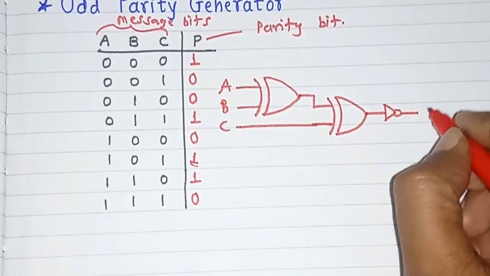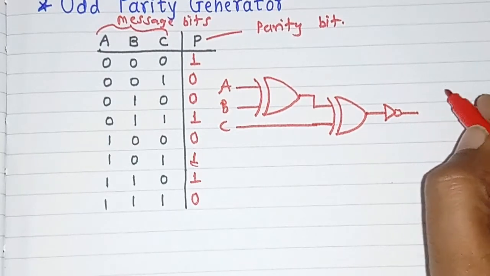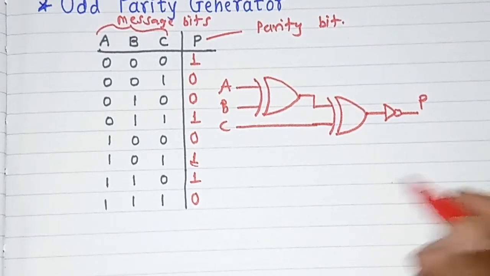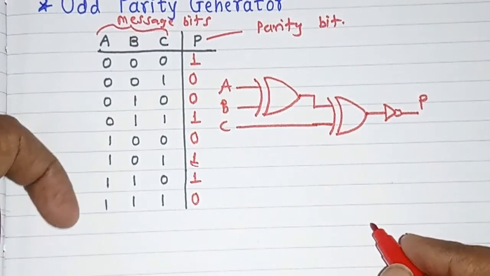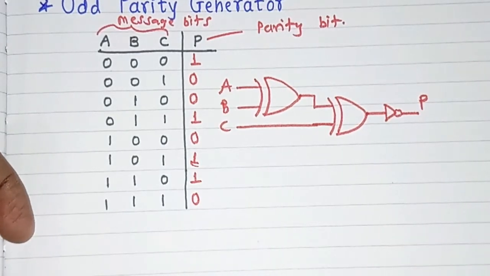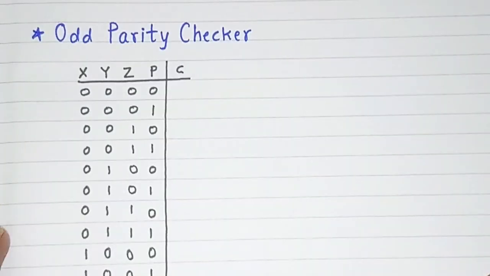Okay, so it will become the opposite of the even parity generator. Here we will obtain the P. This is the very simple circuit to obtain the odd parity generator. Now let us see the odd parity checker circuit. So this is the odd parity checker.